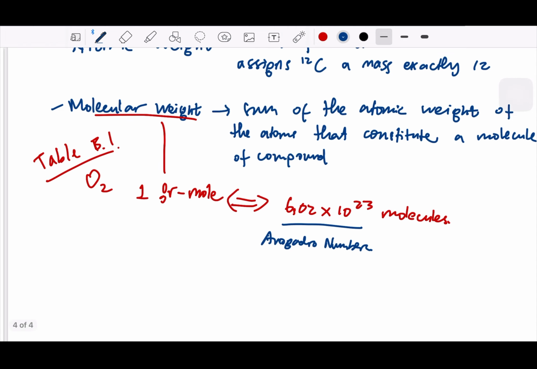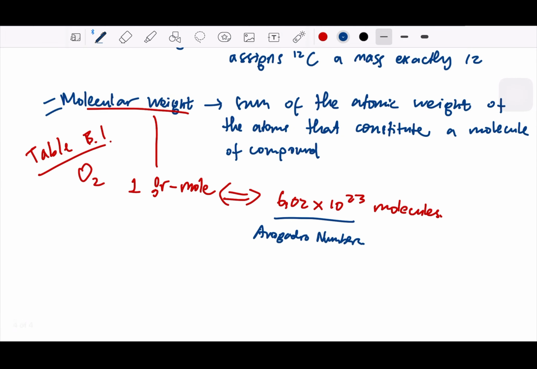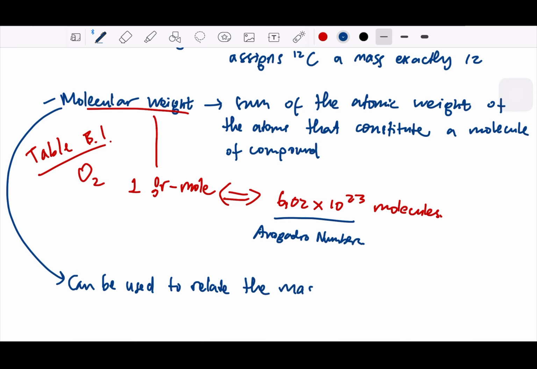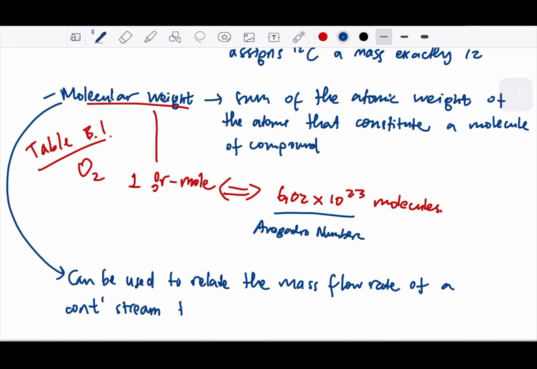And also the molecular weight has some relation to the flow rate. It can be used to relate the mass flow rate of a continuous stream to the corresponding molar flow rate.